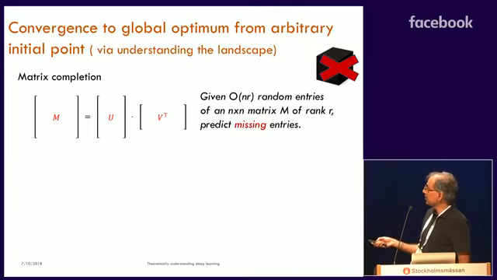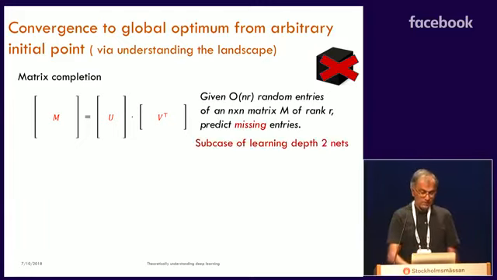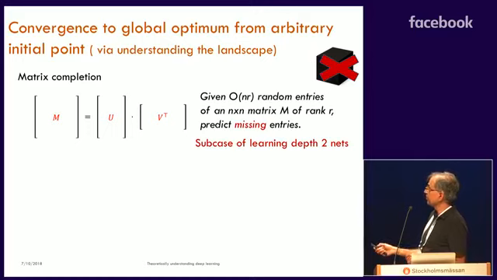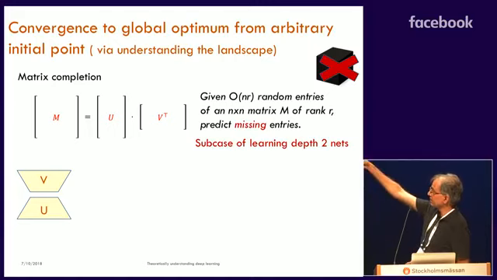Now that, of course, should not be enough in general to allow you to predict the remaining entries, because you're just given some small number of entries out of n squared. But you can do something if this matrix is low rank, say of rank R, where R is pretty small. Think of it as, say, 50. So now you're given these random entries, and you're trying to predict them. And there are many algorithms for doing that, including convex optimization. And let me point out that it's a subcase of learning depth-2 linear nets, because you can think of it as this net where, remember, M is a product of two rank R matrices, U and V.